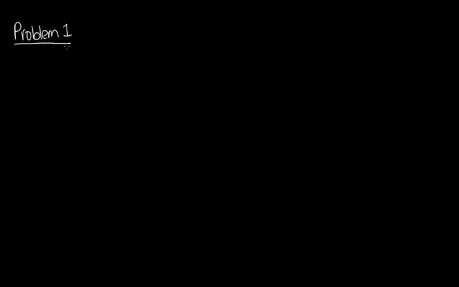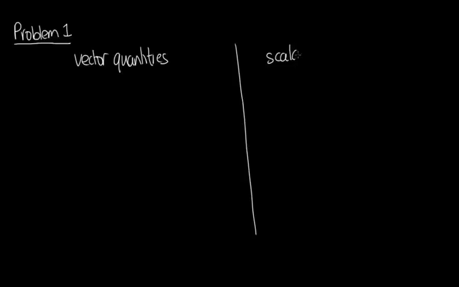state their units. So let's list the vector quantities in this column, and we'll list the scalar quantities in this column. So vector quantities have a direction and a magnitude. Scalar quantities just have the magnitude. So force is a vector, and it's got units newtons, which is given the symbol capital N.